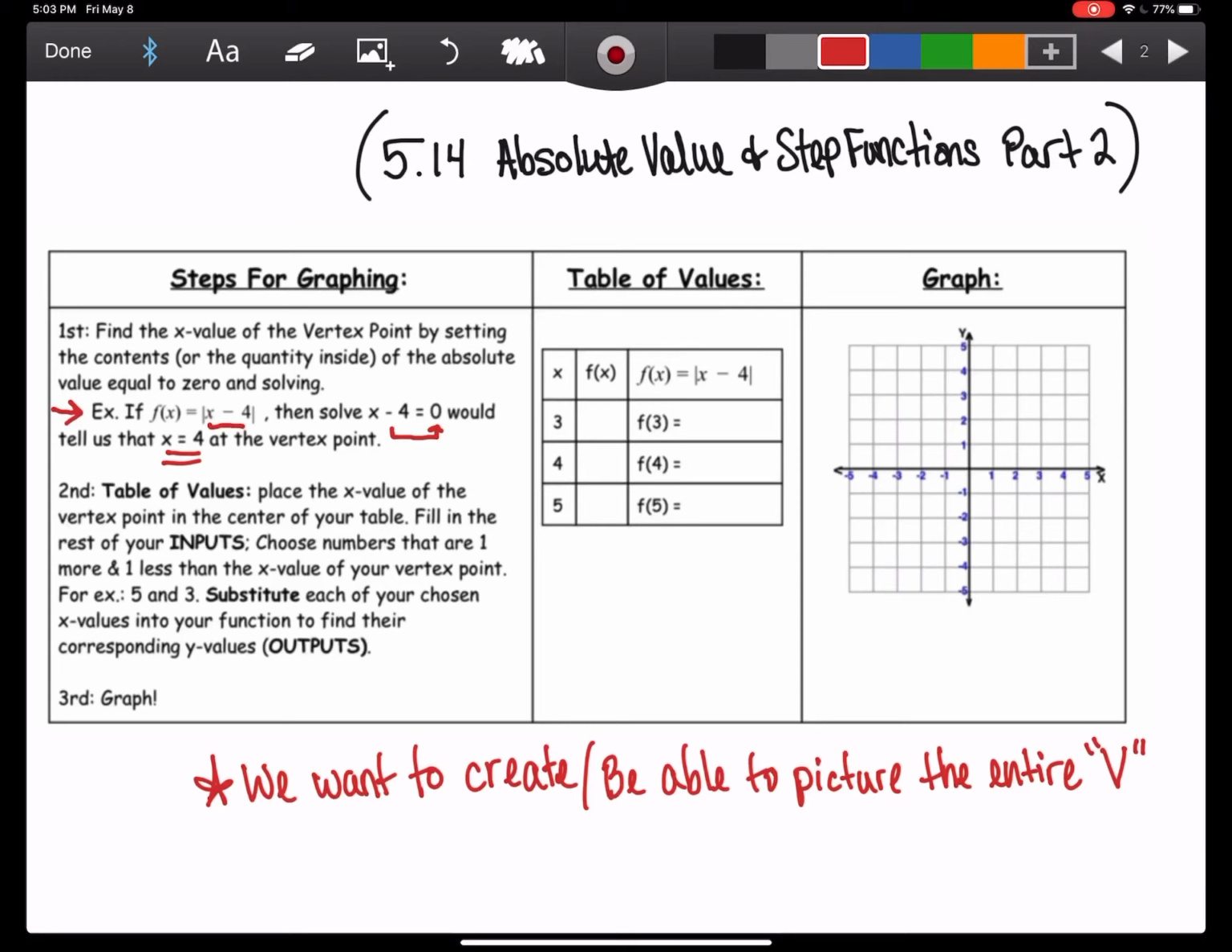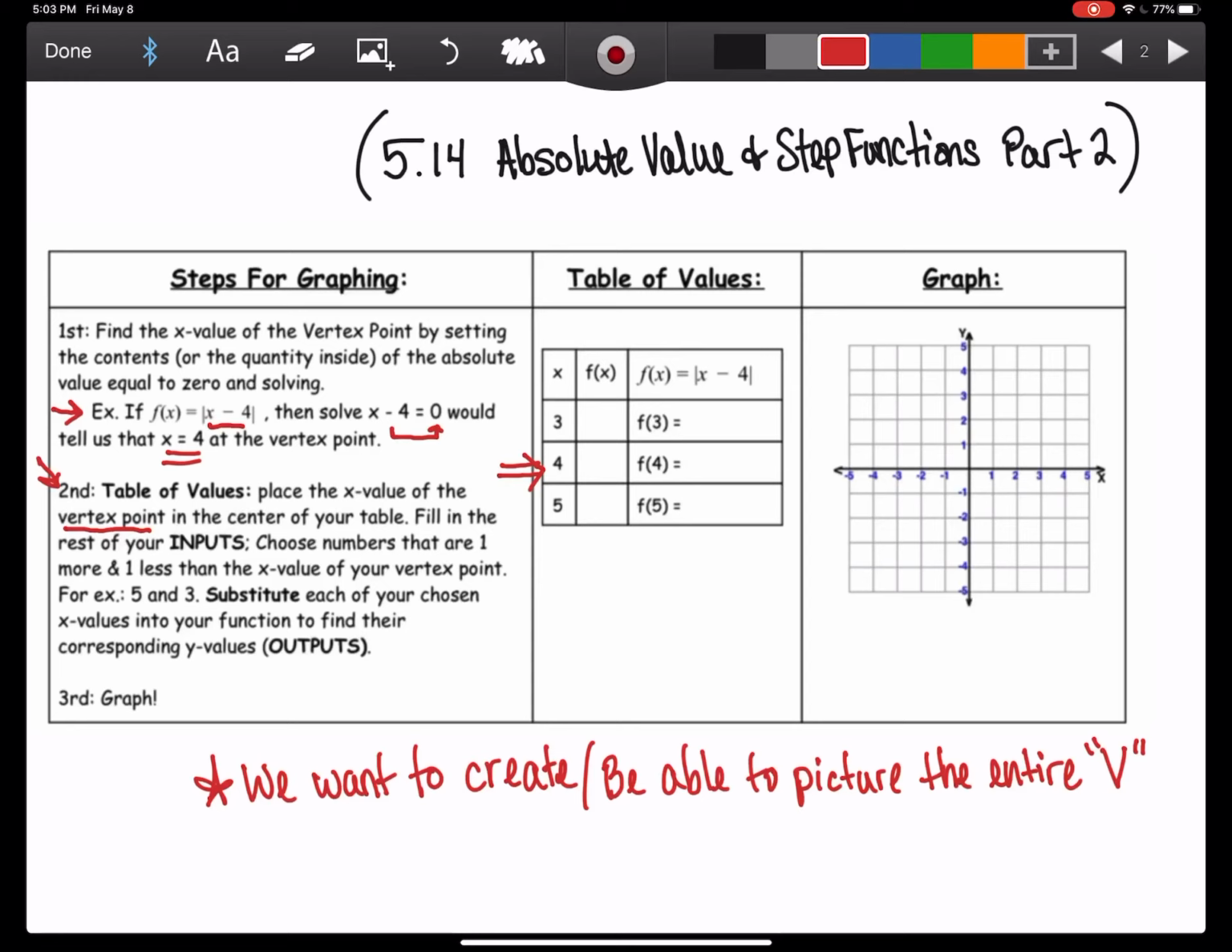Okay? Now, what does that tell us? That tells us that when x is equal to 4, y is 0. But we'll talk about that in a minute. Now, the next step, step 2, is the table of values. Once you do the first step, jump right to the table. In the table of values, place the x value of the vertex point, which remember is x equals 4. Place it in the center vertically of your table.